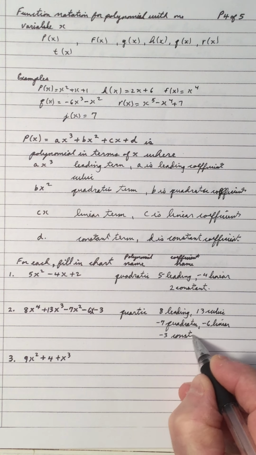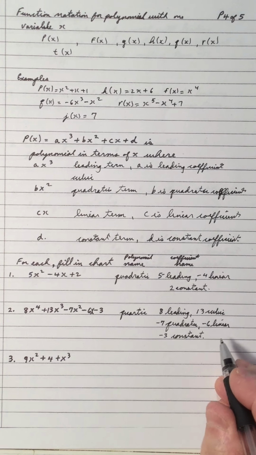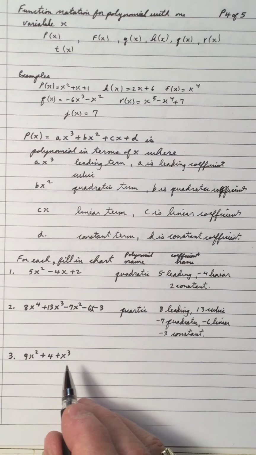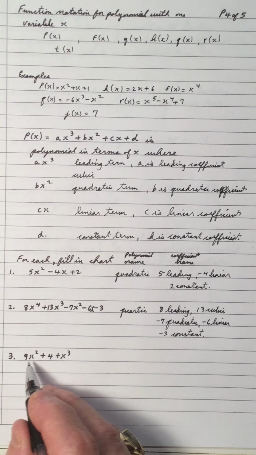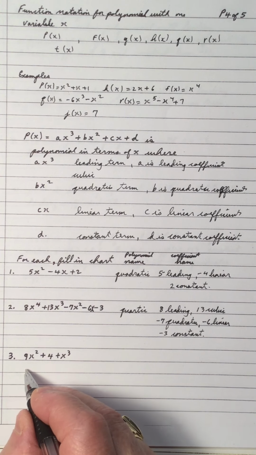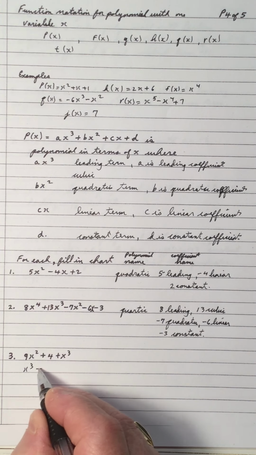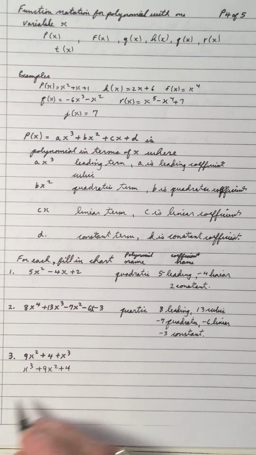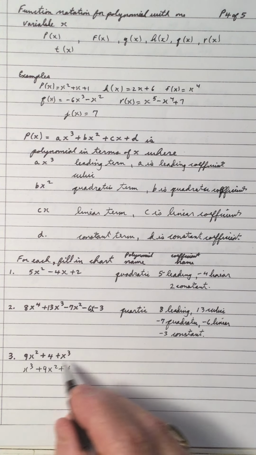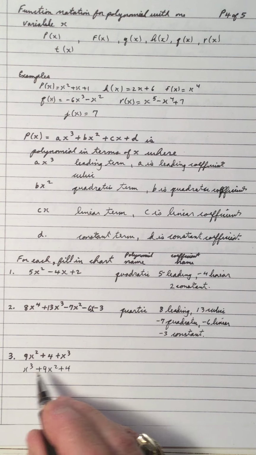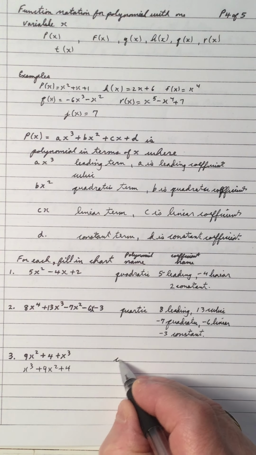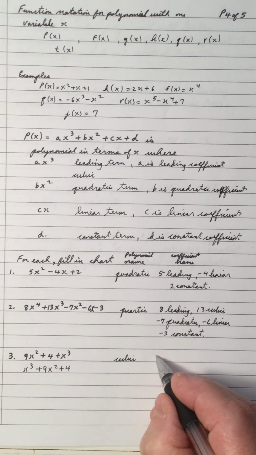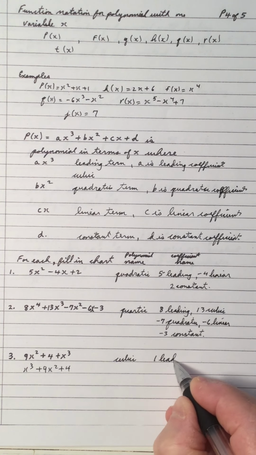So just classifying each to make sure, and showing you what's happening. Now, we have this one, but we don't have it in descending order. So the highest is x cubed, then it's 9x squared, and plus 4. So the name of this polynomial, with x cubed, is a cubic. It's a cubic polynomial. And 1 is the leading coefficient.